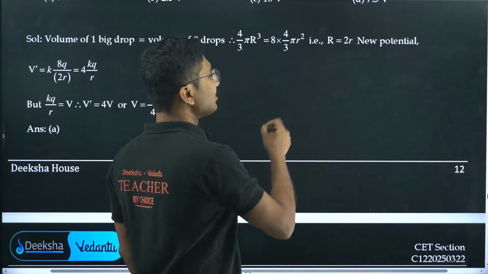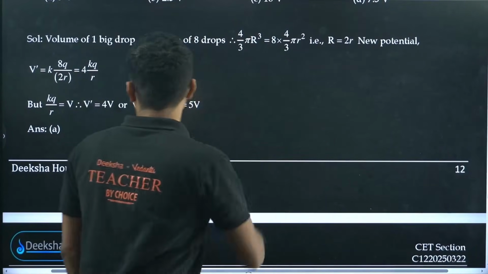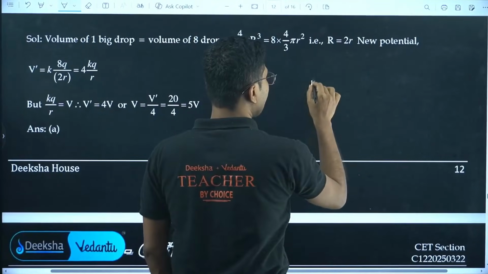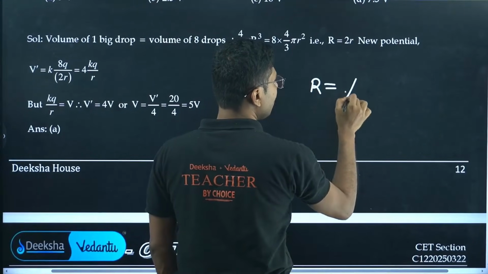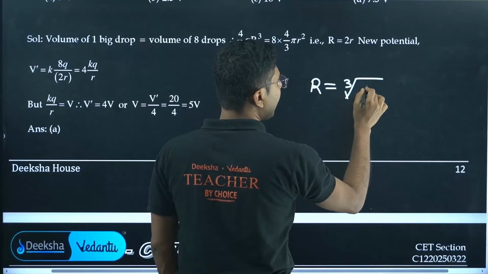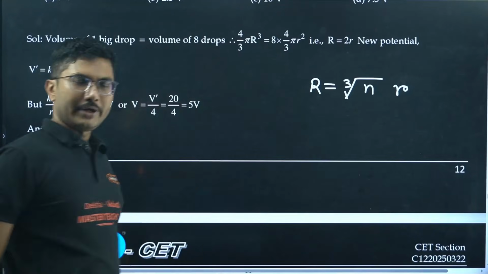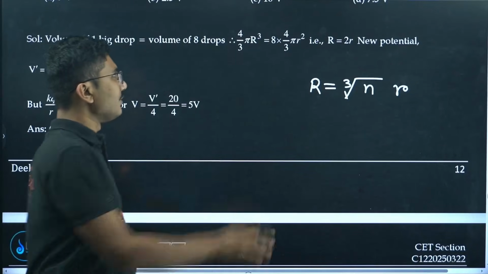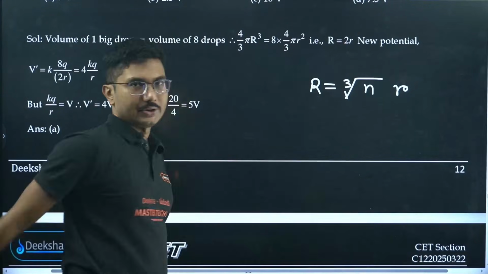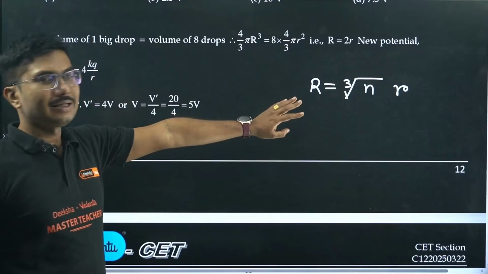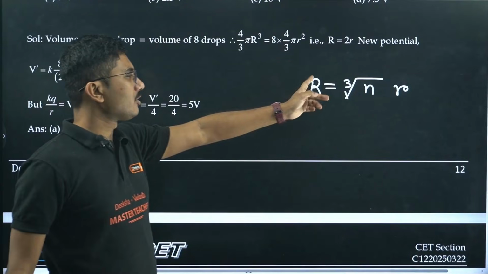So radius of the larger sphere is cube root of the number of spheres times its radius. Remember this formula. This will be very, very handy. You don't need to do this mathematics always. If you remember that, here 8 is given, so cube root of 8 is 2. So radius of the larger sphere.